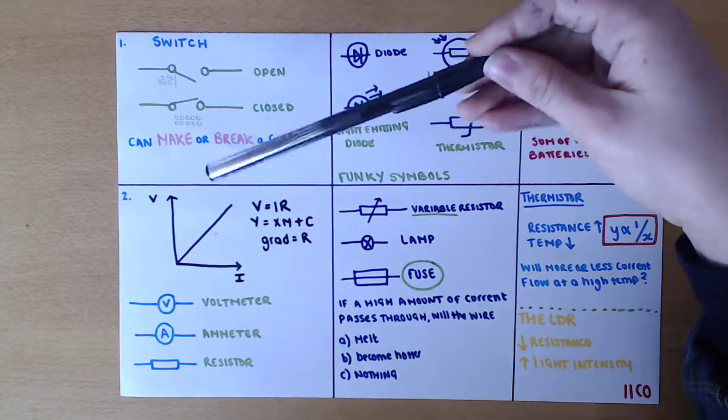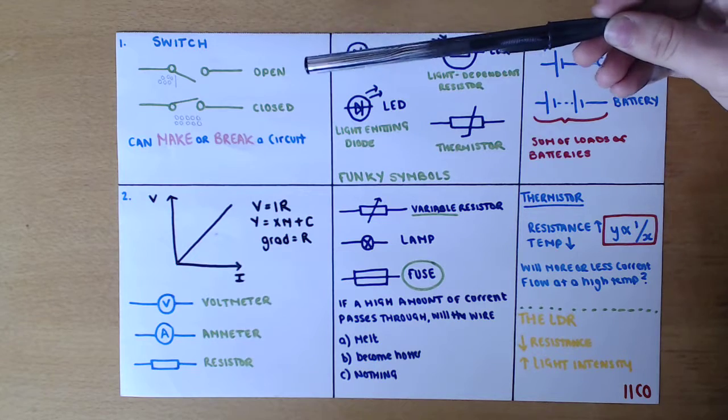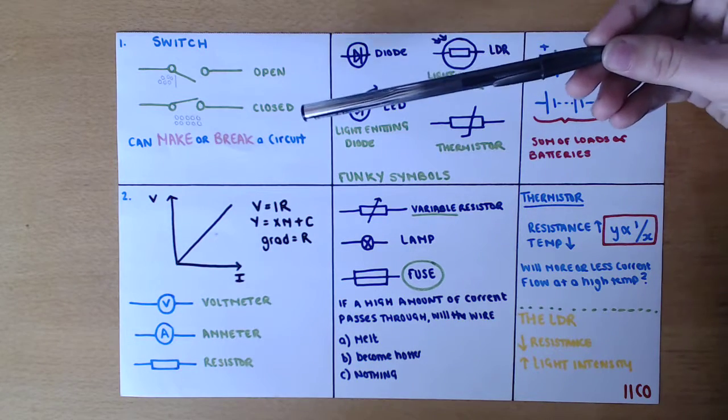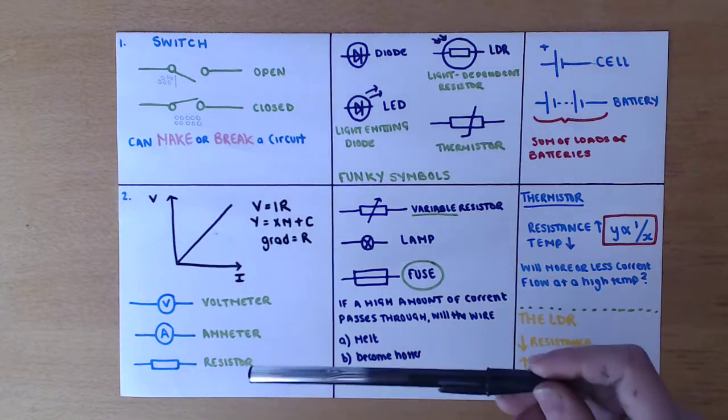So that's where this idea of making and breaking a circuit comes from. When the switch is open, you've broken the circuit, but when it's closed, you've made the circuit, because current can flow and electricity can flow. Okay, now let's move on to these symbols.